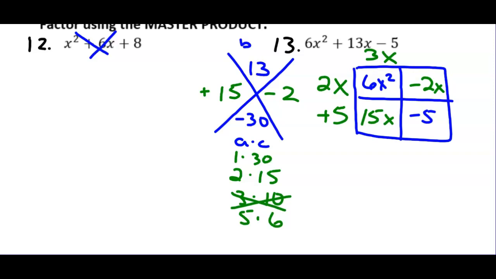2x times what gives me negative 2x? Negative 1. And that's how I'm going to get my negative 5. And that's my answer. Remember, we have to write that part out, though. Don't just leave me the box and don't write the number out. Good?